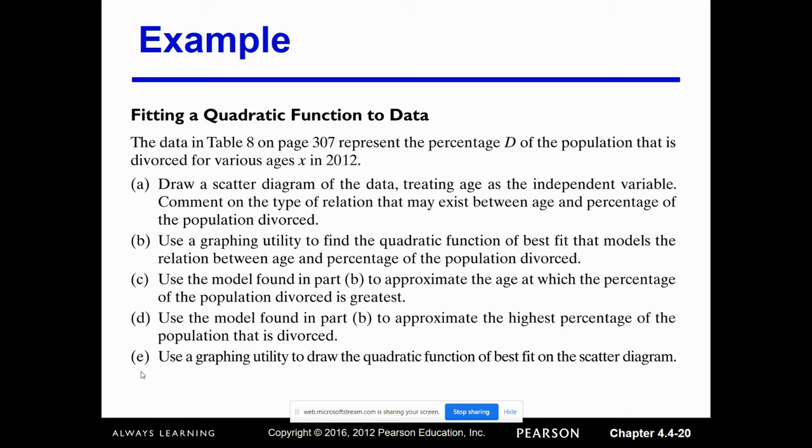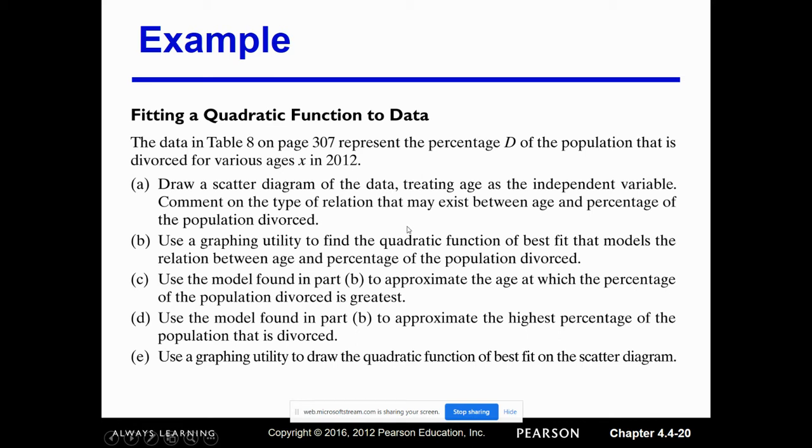B, using a graphing utility, find the quadratic function of best fit that models the relation between age and the percentage of the population divorced. C, use the model found in part B to approximate the age at which the percentage of the population divorced is greatest. D, use the model found in part B to approximate the highest percentage of the population that is divorced. And the last one, use a graphing utility to draw the quadratic function of best fit on the scatter diagram. All right, and then we're going to do them one by one.